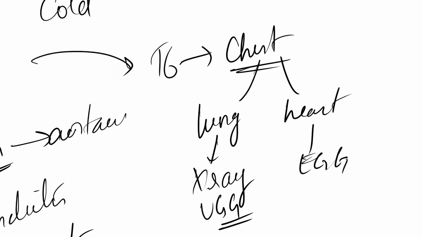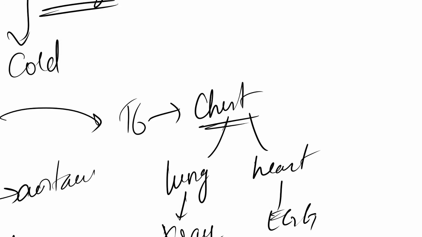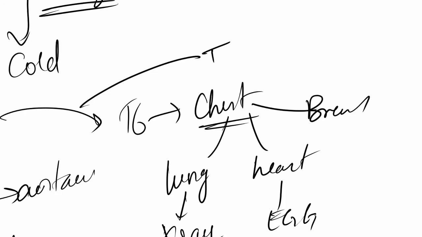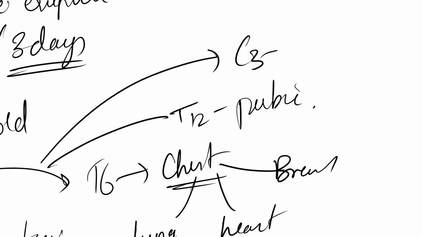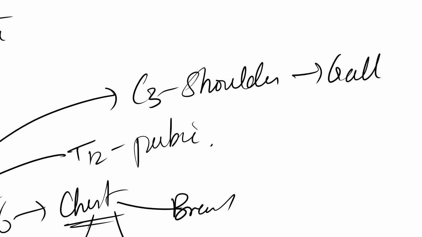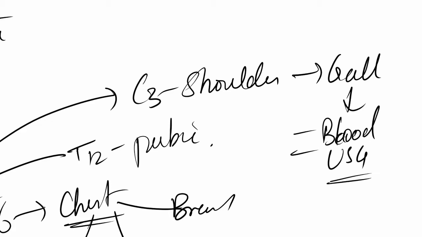If it's T6, you might also think of something to do with the breast, because the breast comes here. If T12 is infected, then you suspect the pubic area. If some of the sacral segments are involved, then you think of the heel. If it's C3, then the shoulder. So on pain of the shoulder, you might think something is wrong with the gallbladder. You send that person for blood analysis to check the bilirubin levels, then do an ultrasound to check the gallbladder condition.